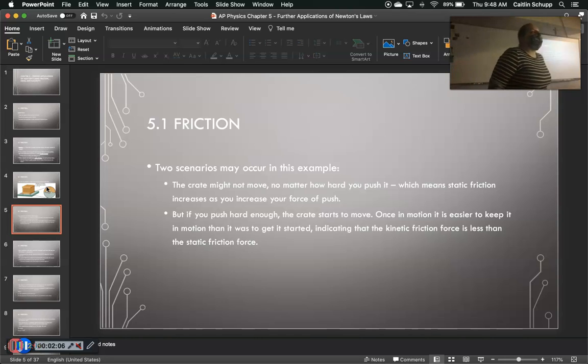Two scenarios in the crate pushing on the ground example. One of those scenarios is that no matter how much you push, it does not move. Okay, what that means is you have not put enough force behind the movement of this crate in order to get it to overcome that coefficient of static friction, which is one of our new pieces of terminology. As you increase the amount of force that you are pushing on that object, the amount of static friction also increases up to a certain point. Okay, so there's a maximum amount of friction that will exist between those two surfaces. Once you push hard enough, though, you can overcome that static friction force and you can get the object to start moving. At that point, kinetic friction takes over.